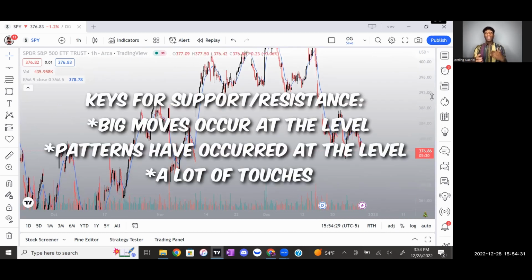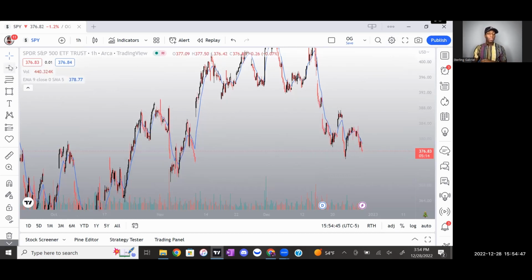Now, for support and resistance, you want to make sure there are levels where big moves have happened, where patterns have happened, and where there are a lot of touches, where you're noticing that price is really just touching that area a lot and having some good moves off of it. That's support and resistance.